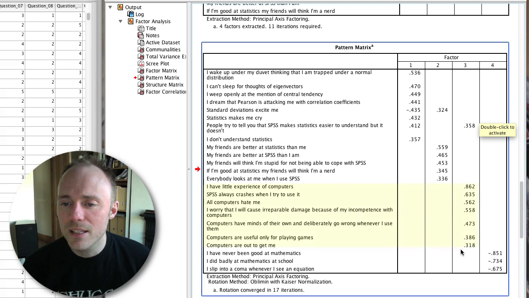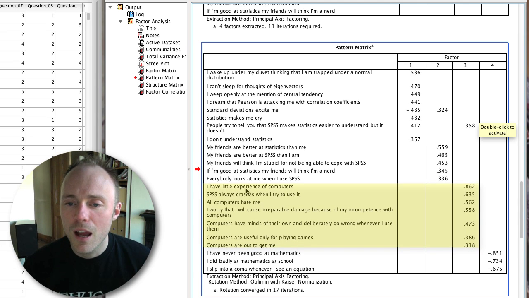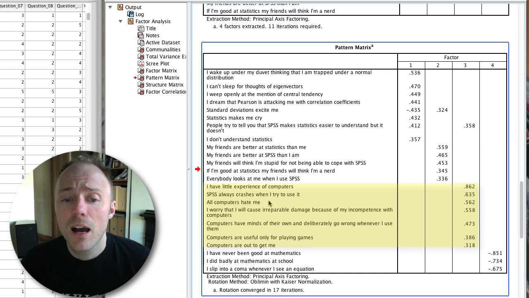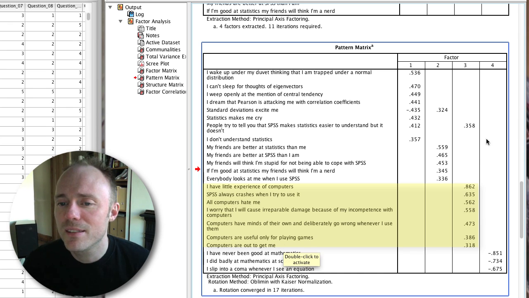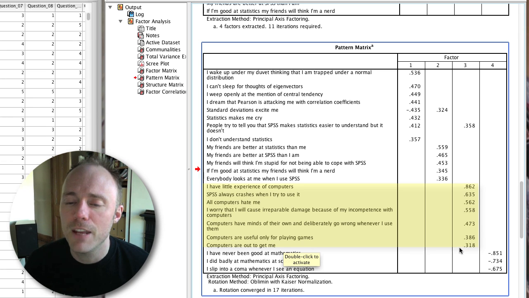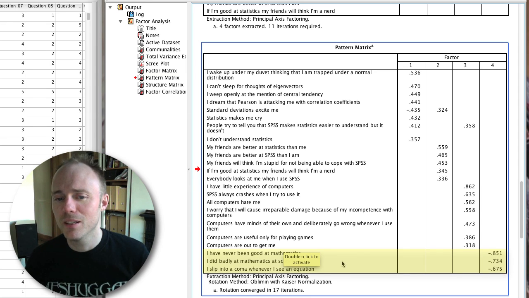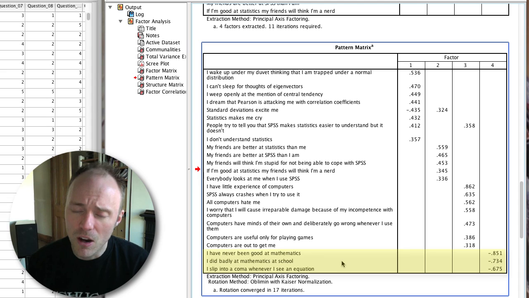If we look at factor 3, this block of questions here, we've got items like "I have little experience of computers," "SPSS always crashes," "Computers hate me," "I worry that I'll cause irreparable damage because of my incompetence with computers." It's very computery, so this factor seems to represent a fear of computers. And the final factor down here, we've got three items that cluster together on factor 4. These are things like "I've never been good at maths," "I did badly at maths at school," "I slip into a coma whenever I see an equation." So again, these items seem to reflect a common theme, which is mathematics.